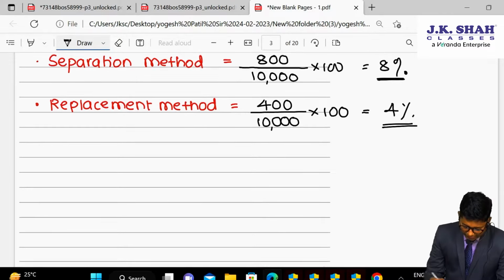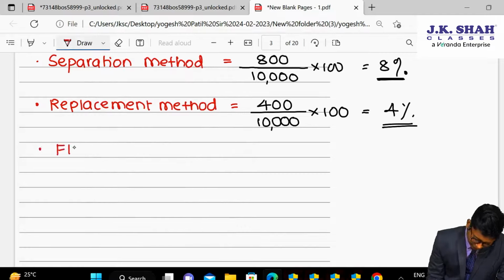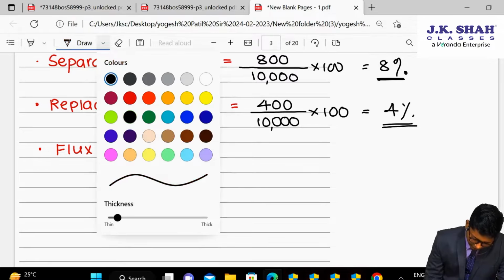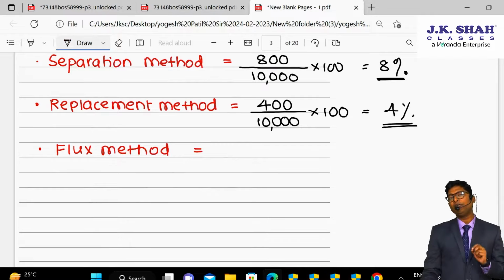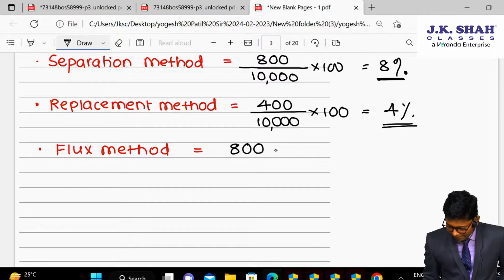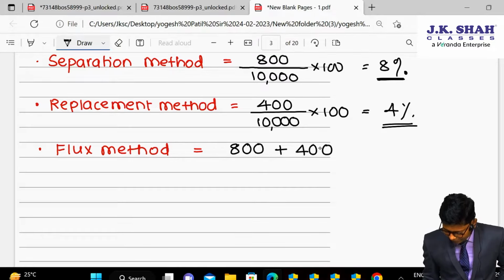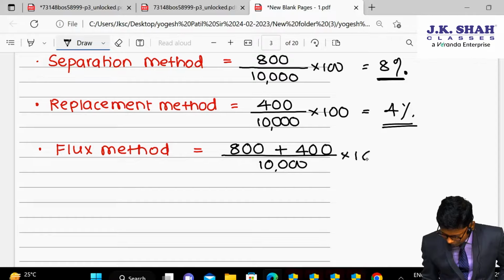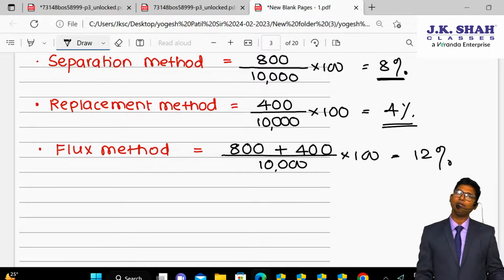In addition to that, if you want to calculate the overall effect of the labor turnover, that effect can be calculated by using the flux method. But for using the flux method, there are two ways. First, flux can be computed without considering new joinees, meaning workers separated plus workers replaced, divided by average number of workers, into 100. If you compute this, you will get an answer of 12%.